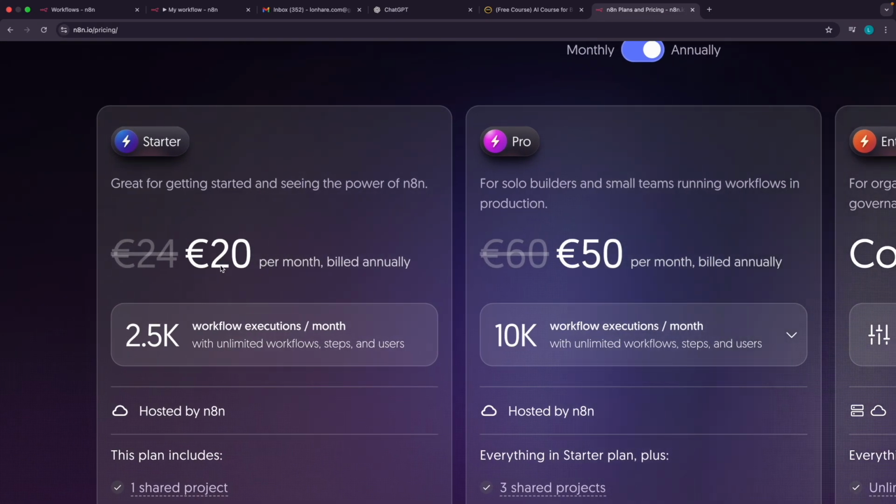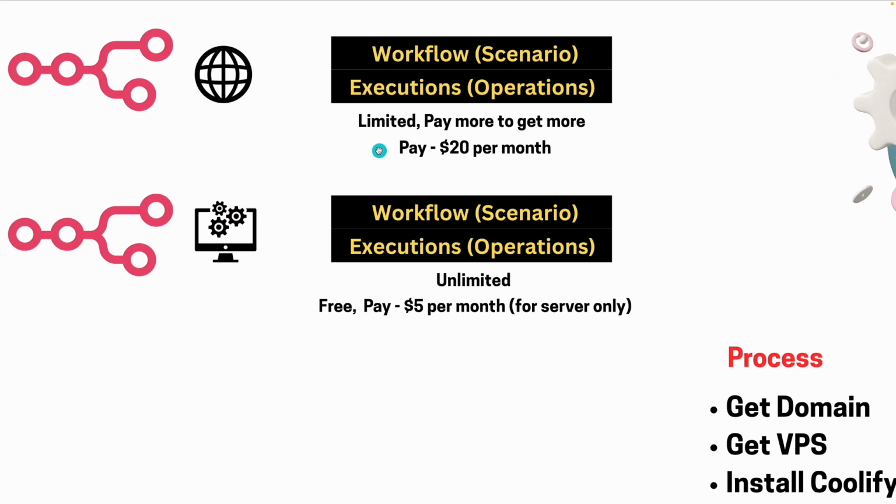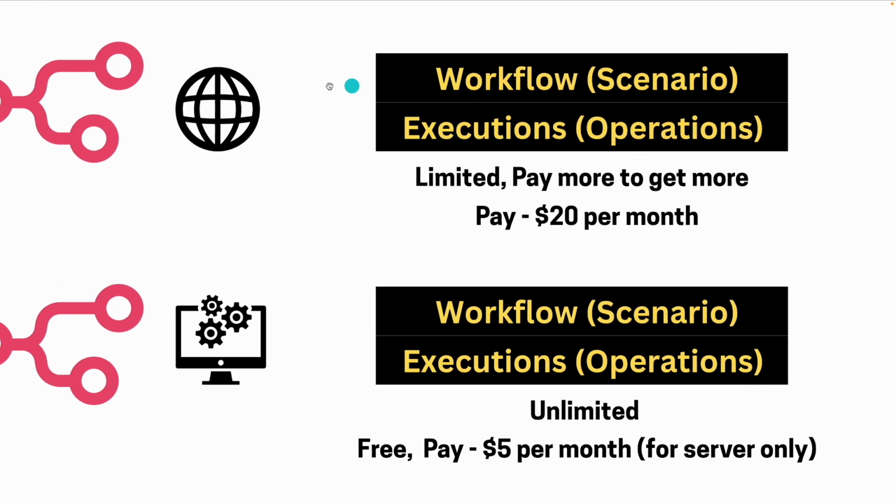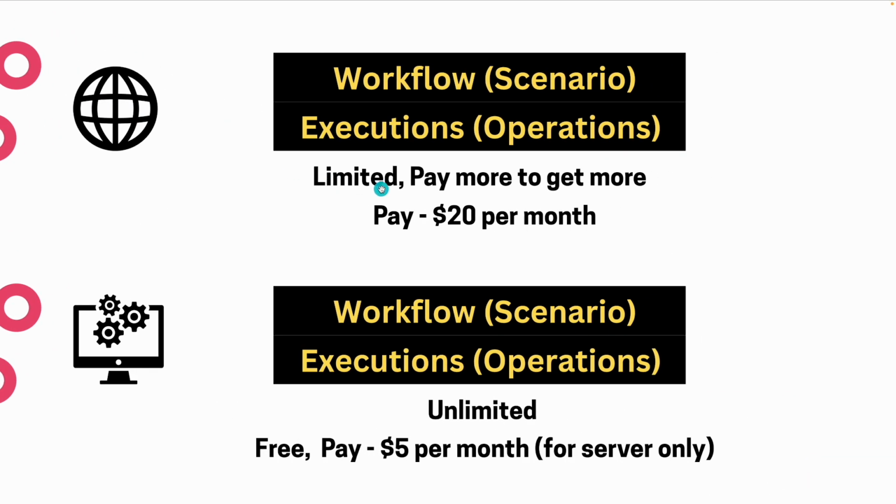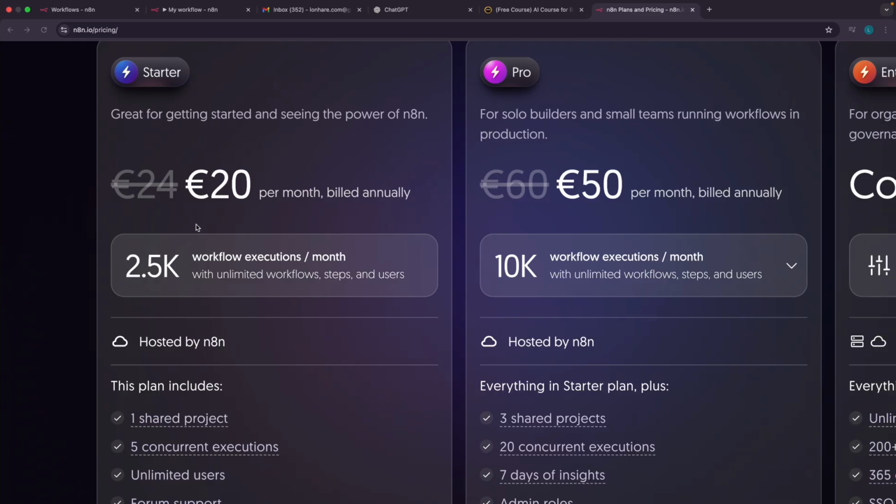It would be approximately $22 or $24, I'm not sure, but that is what you have to pay per month, and then you can use it. But the problem is that here, in the web version, it will be limited. What does this mean?